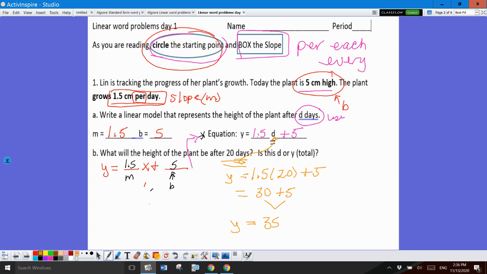Now I do need to make sure that I have a label because this is a word problem. So what am I talking about? Bananas? Nope. It's either going to be days or it's going to be centimeters. Which one is it going to be? Well, it's not going to be days. It's going to be centimeters because I'm talking about how tall the plant is. So that is cm for centimeters.